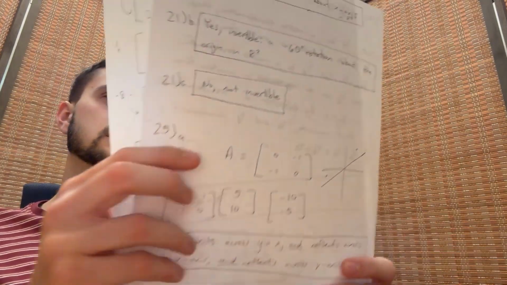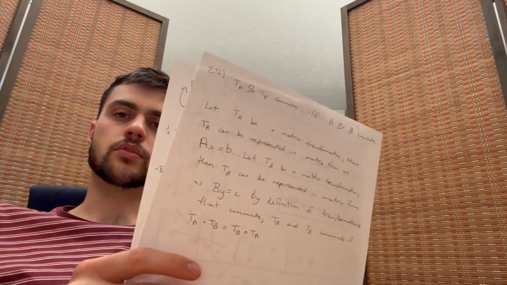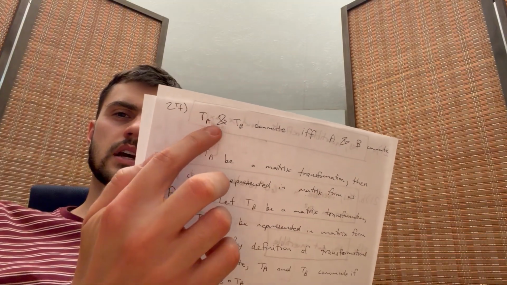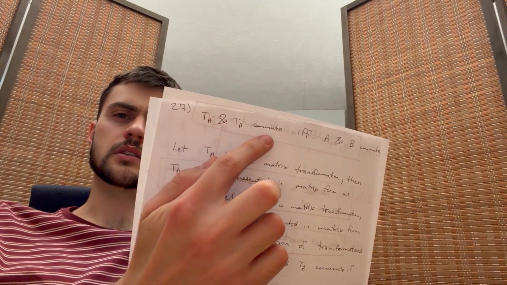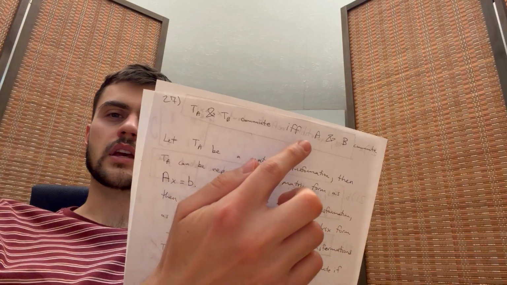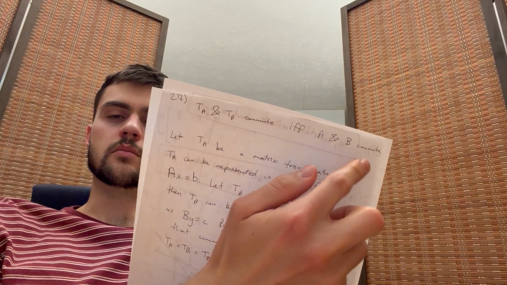So that's that. 27 then was what I was working on. It's a proof basically showing that if TA and TB are matrix transformations, then they commute if and only if A and B commute. So we're in the process of showing that.